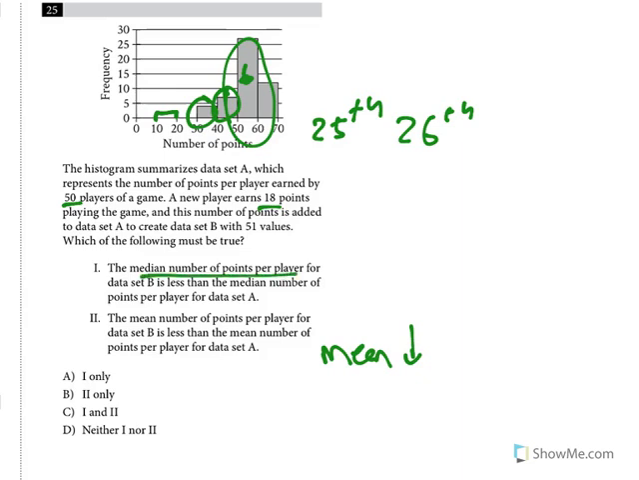So one says the median is going to be less. No, the median's not going to change. Well, the mean is going to be less. That's absolutely true because that person's going to drag our mean down.